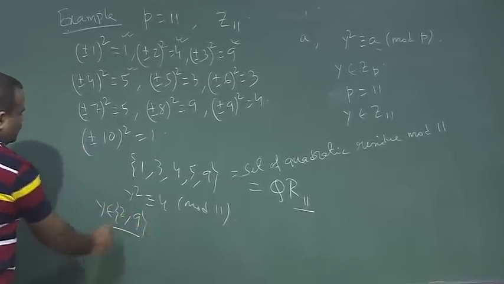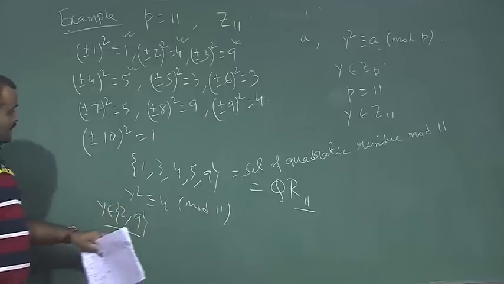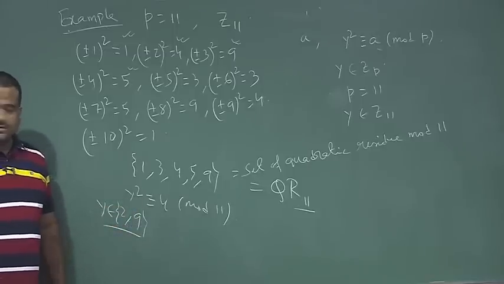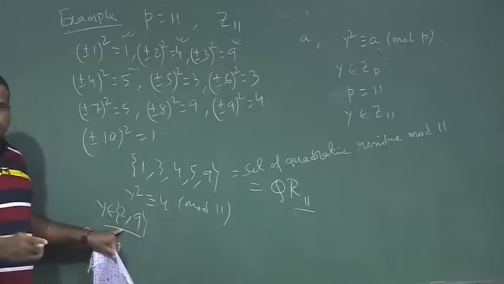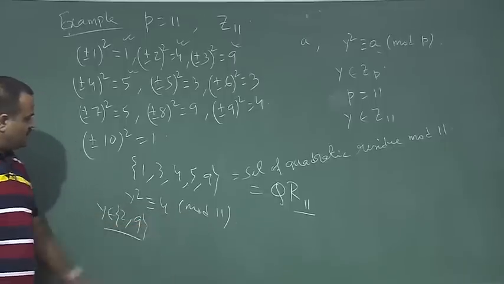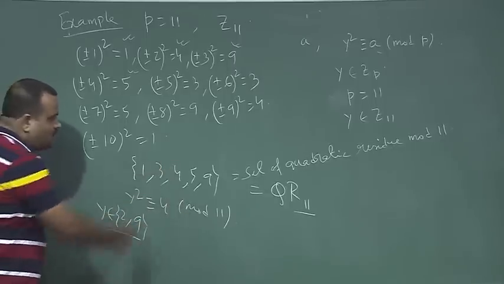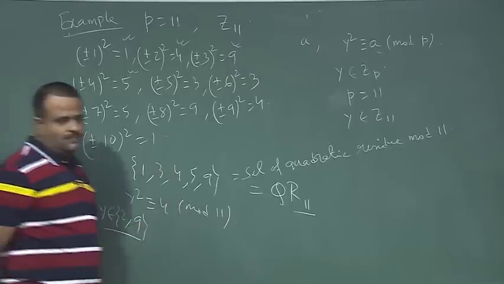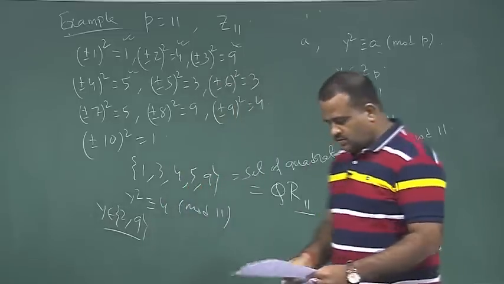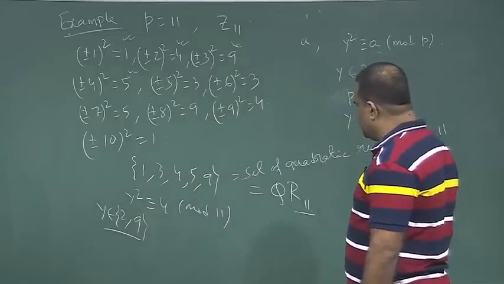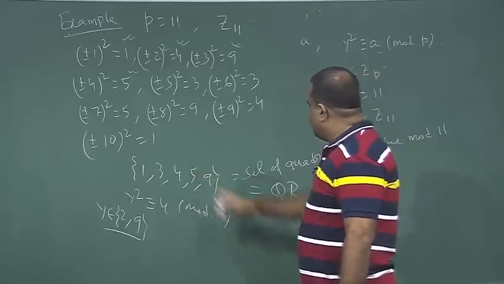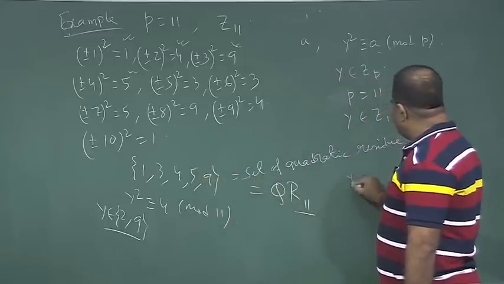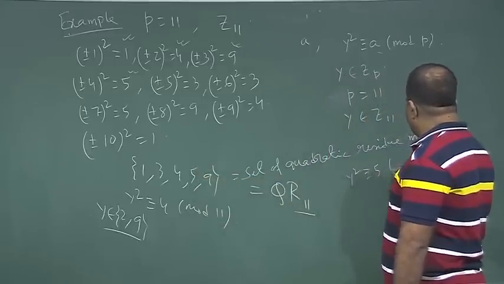So that means 4 has a square root. These are the possible values of y. For this y, if you square it and then take the mod 11, it will give us 4. So any element over here has a square root. Okay. Now, if you take 5 also, for 5, if you want to find y square congruent to 5 mod 11.